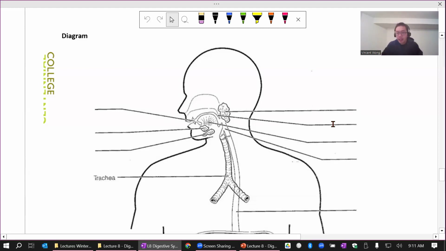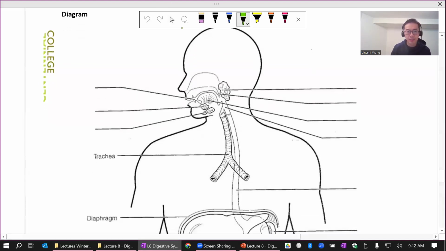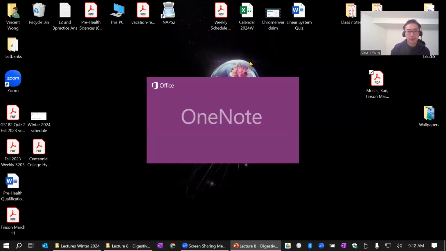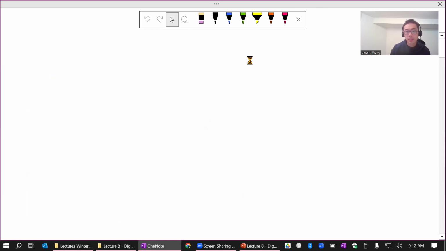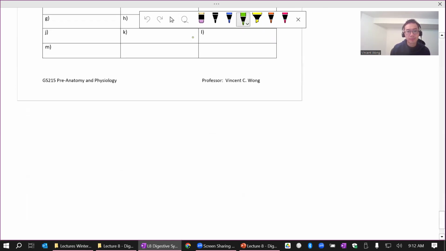Okay, let's go through this. The digestive system. Like I said, it's not too difficult. If you survive the nervous system stuff, it's going to be a breeze. But hold on, it's not letting me choose the colors. Let me try that one more time.